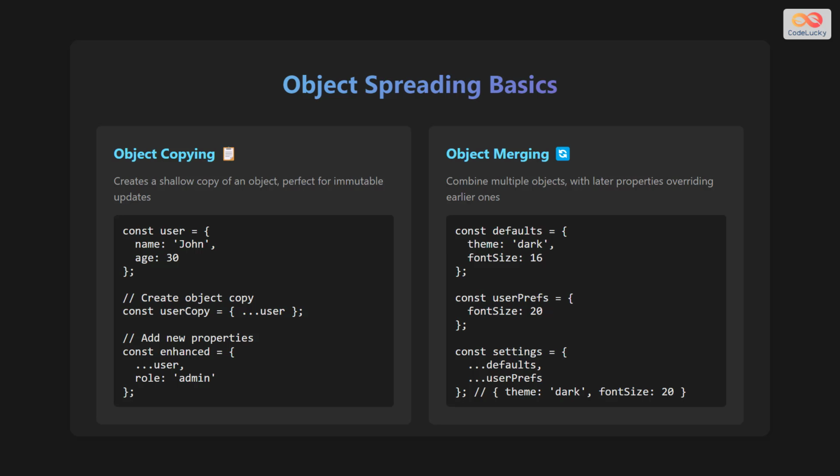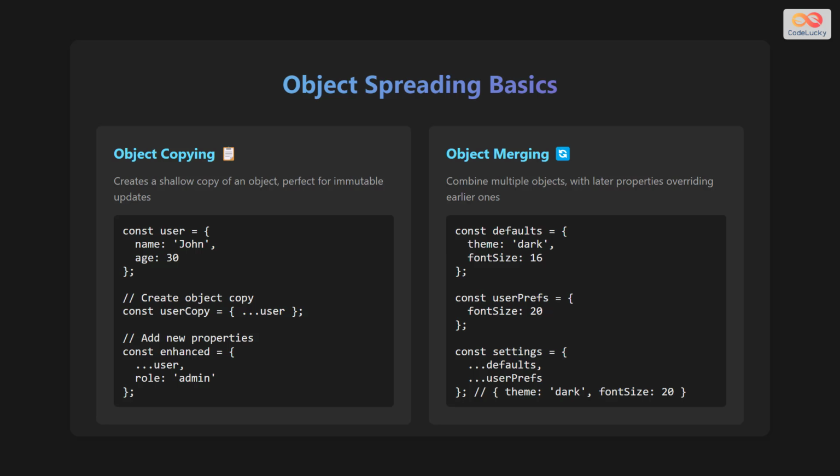An object called user is created, having 2 properties, name and age. To create a copy of the user object, we use the spread operator into a new object named userCopy. To add new properties or enhance the existing object, we can add them like role. The resulting object named enhanced will have all the properties of user, and the new role property as well.